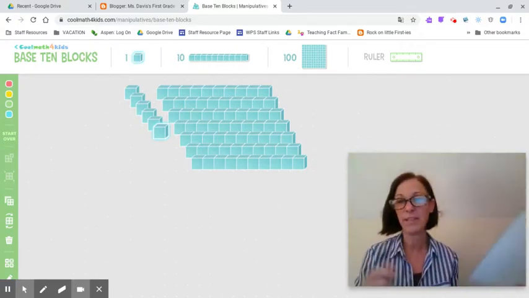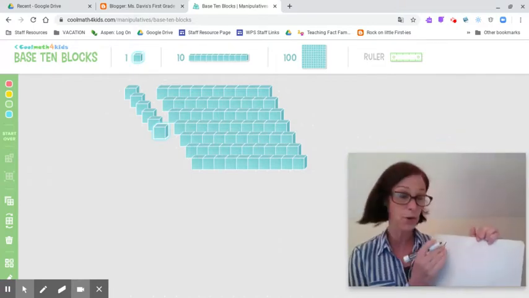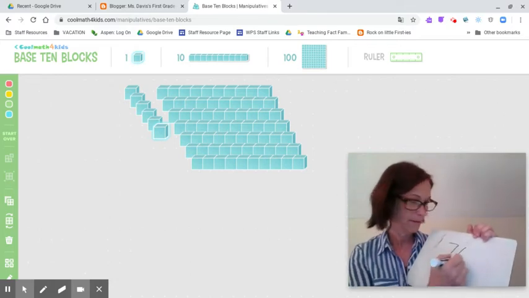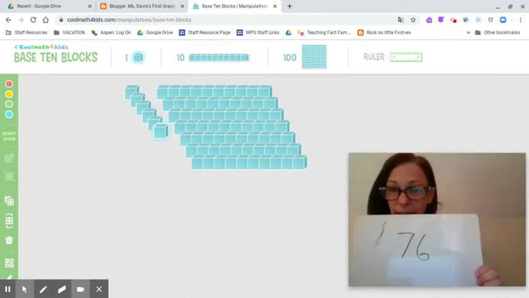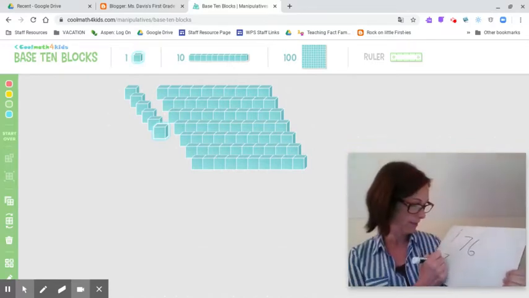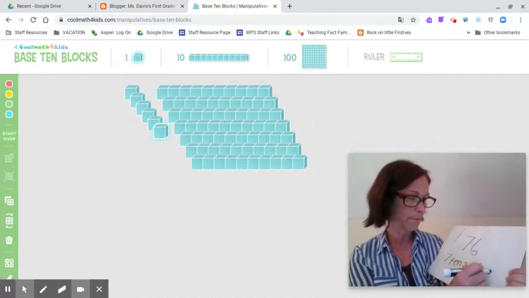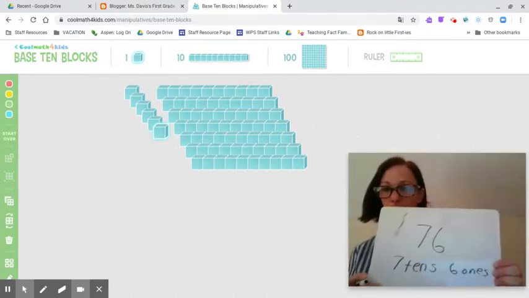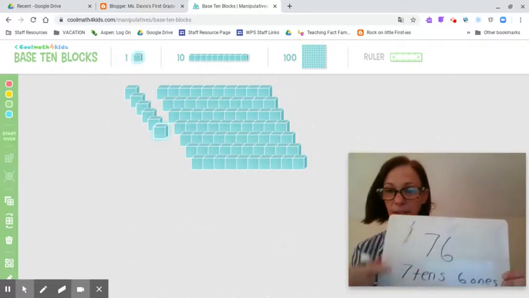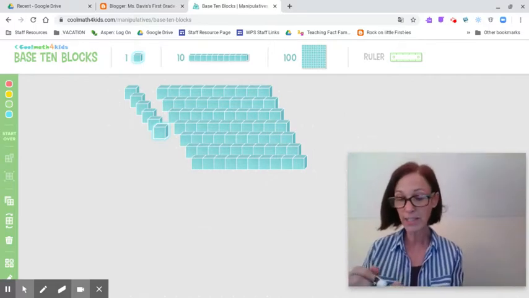you can actually see my whiteboard. Standard form, base 10 would be. They're showing you in base 10, right? Standard form, you were right, 76. And if we wanted to write it with tens and ones, it would be 7 tens, 6 ones. Base 10 is over here, standard, and it's tens and ones. Now let's try it in expanded form.